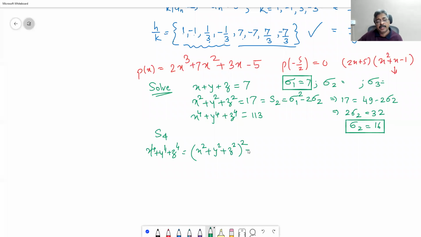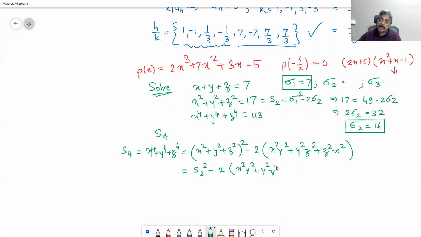This is sigma 1 square minus 2 sigma 2. So sigma 2 will be x square y square plus y square z square plus z square x square. See if you understand this step. This is equal to S4. It is in terms of S2, this is S2 square minus 2 times x square y square plus y square z square plus z square x square.